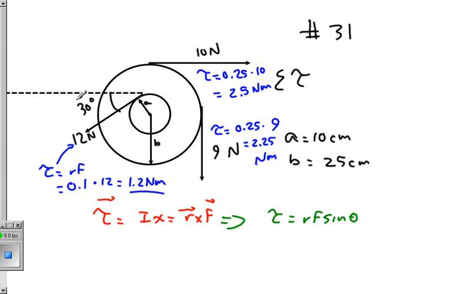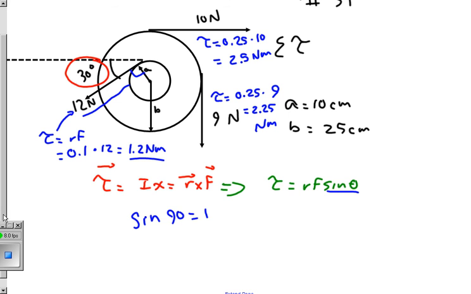And notice also that this 30-degree angle did not matter whatsoever. It was 30 degrees from the horizontal, but our 12 Newton force here was still at a right angle to our radius vector. So it was still 90 degrees. I didn't have any sine of theta that showed up anywhere, because again, we should remember that the sine of 90 degrees is equal to 1.